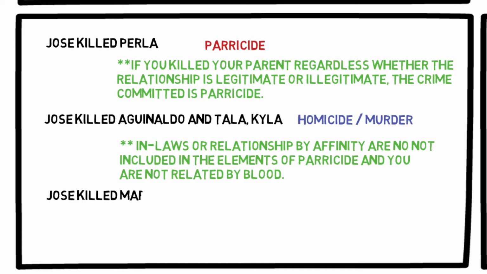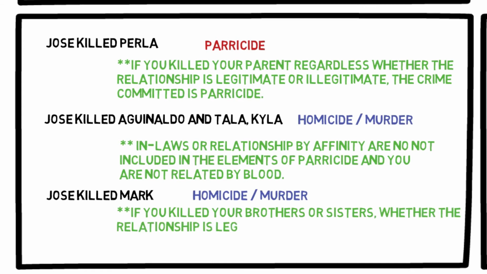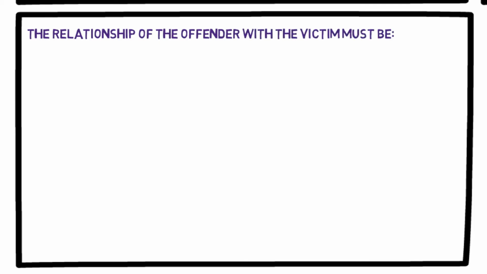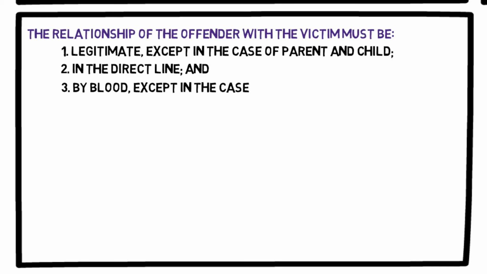If Jose killed Mark, his illegitimate brother, the crime committed is homicide or murder depending on the circumstances. If you killed your brothers or sisters, whether the relationship is legitimate or illegitimate, the crime committed is homicide or murder, as the case may be. Your relationship with them is in collateral line and is not in a direct line. To summarize, the relationship of the offender with the victim must be 1. Legitimate, except in the case of parent and child. 2. In the direct line. And 3. By blood, except in the case of a legitimate spouse.